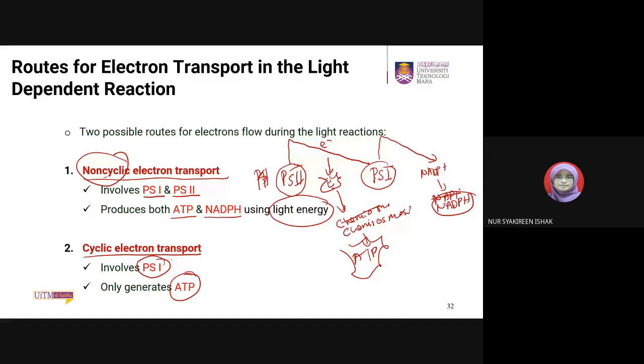Tapi kalau untuk cyclic electron transport, dia hanya melibatkan photosystem 1 kan. So daripada photosystem 1, dia akan ikut kat sini, dia akan balik kat sini, pergi kat sini balik. So it is a cycle. So semasa electron tu travel in a circle, dia akan release energy and energy is used during chemiosmosis to produce ATP. So that's why for cyclic hanya akan menghasilkan ATP. Dia tak masuk kat bahagian yang NADPH ni.